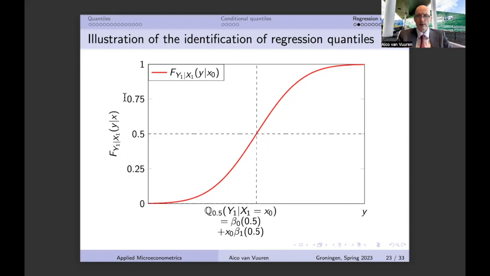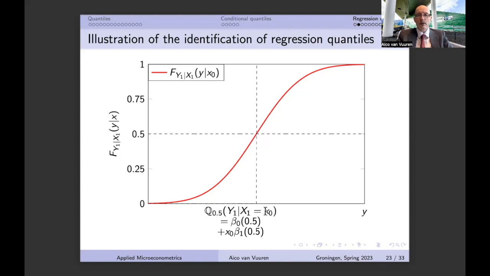So the question arises, suppose that we know the data distribution. That's nothing else than assuming that we know this distribution that we have over here. Can we then say something about beta 0 and beta 1, essentially our regression quantile? Well, that we can do in this picture. Again, on the x-axis we have the different values of y, and on the y-axis we have our distribution function. We could look at the median. Then we already know that the median is over here.